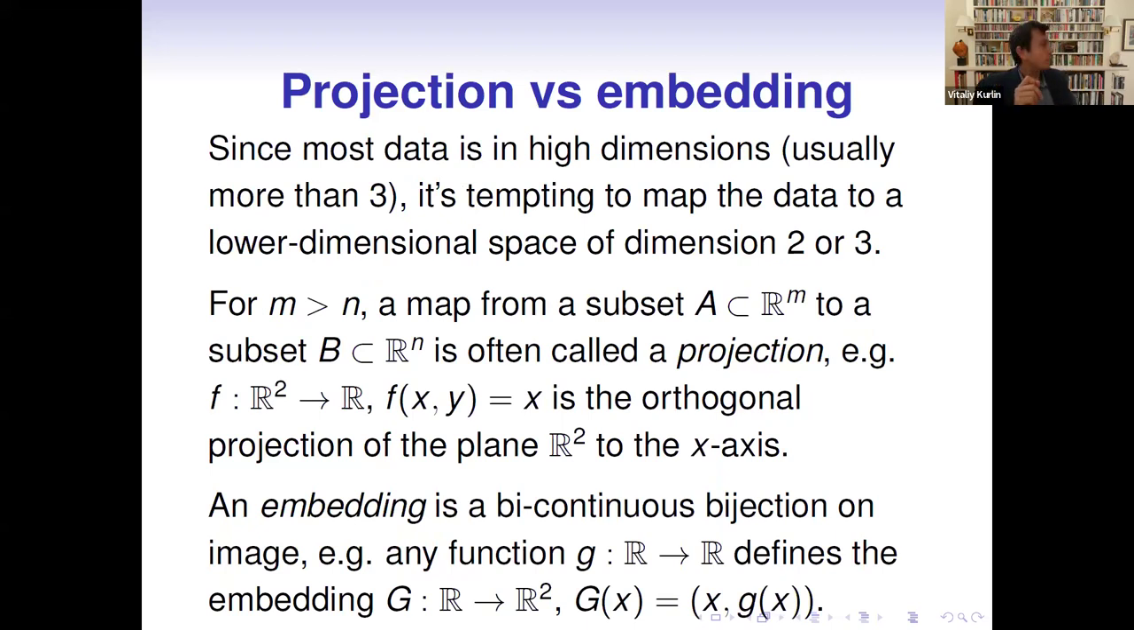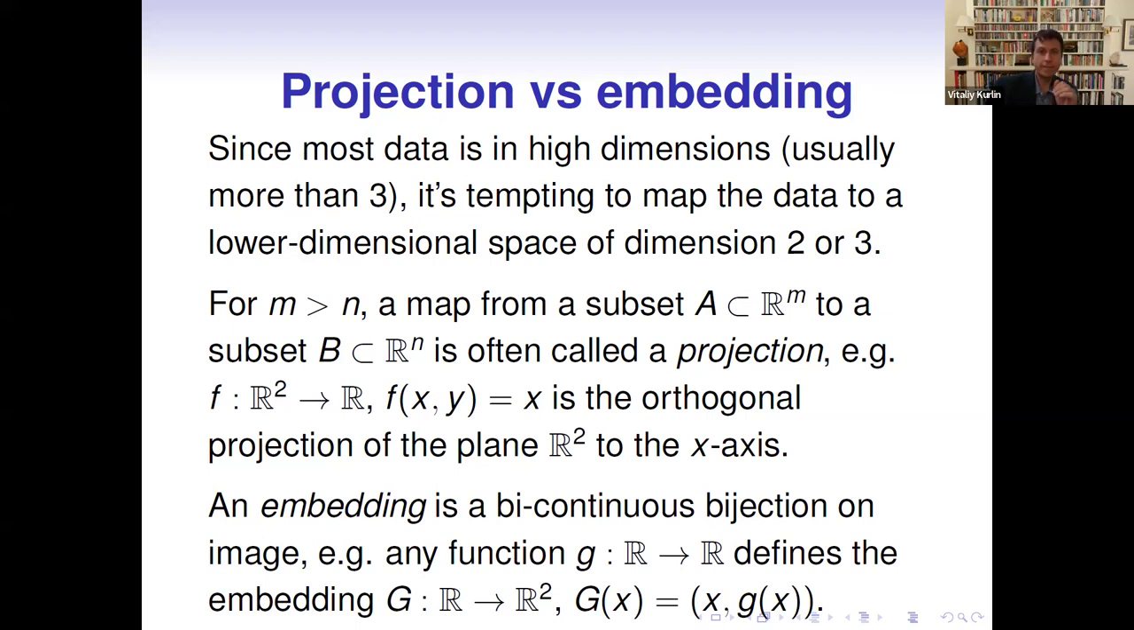Okay, so first I would like to clarify two different concepts that are often confused: projection versus embedding. First of all, what's the problem here? The problem is that most data is given in terms of long vectors, and these vectors can be considered as points in a high dimensional space. Of course, it's hard to look at points in any dimensions more than three, and it's very tempting to reduce this dimension to smaller numbers, usually two or three.